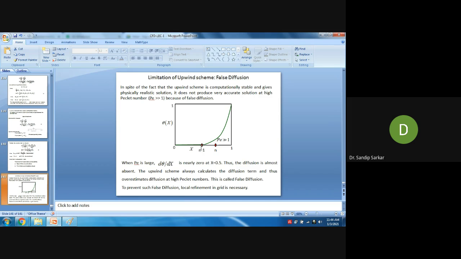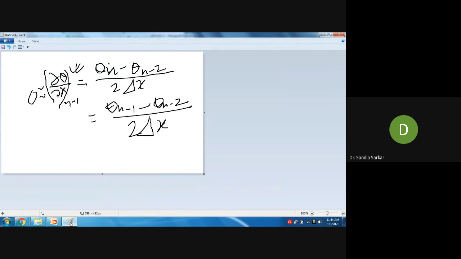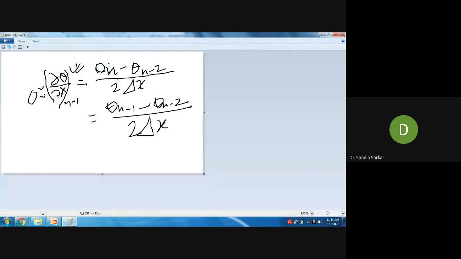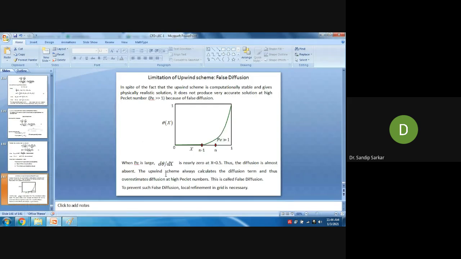Although del theta del x is nearer to 0 at x equal to 0.5, we are calculating del theta del x from the upwinding scheme. The upwinding scheme always calculates the diffusion term by taking an upstream value. That means it adds an extra diffusion to the numerical solution, which overestimates the diffusion term at high Peclet number. That is called the false diffusion. So this is the problem of the upwinding scheme, false diffusion.